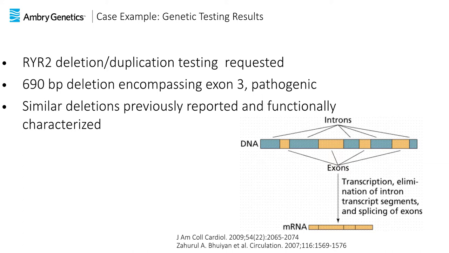And here you just see a brief cartoon to take you back to basic genetics. The introns are outlined here in blue and the exons in orange. What happens is that the introns are eliminated and the exons are spliced together. What happened in our patient and in other patients with this deletion is that there was a variant in the DNA sequence that resulted in essentially removal of one of these exons altogether. So there's a large chunk of important coding sequence that is deleted or missing.